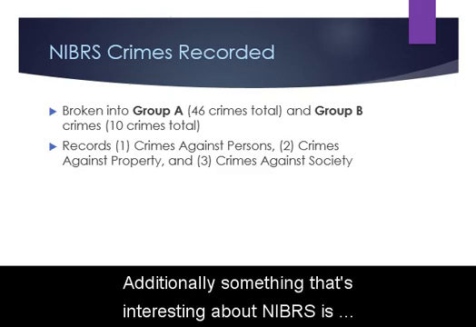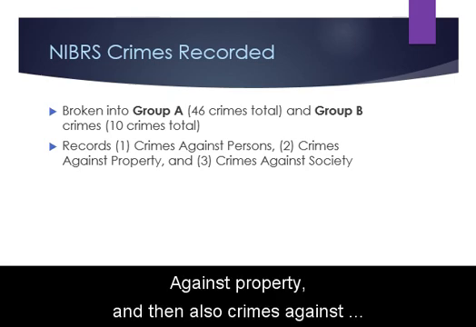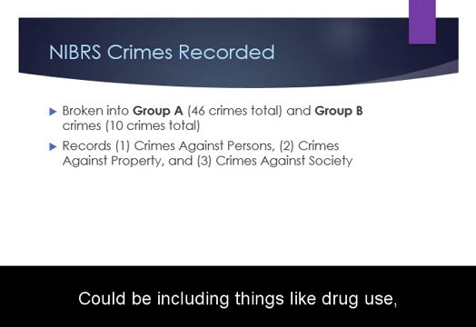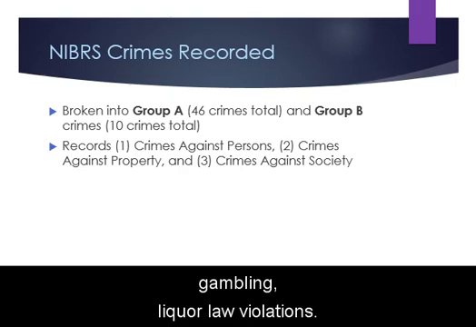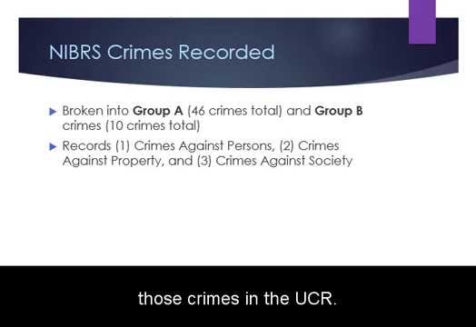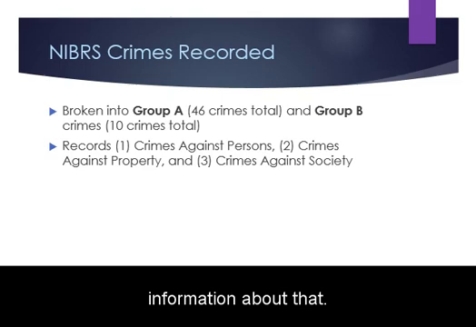Additionally, something that's interesting about NIBRS is that they include crimes that are against persons, against property, and also crimes against society. These could include things like drug use, gambling, liquor law violations. There's not as much consistent information on those crimes in the UCR, but the NIBRS dataset does include a little bit more information about that.